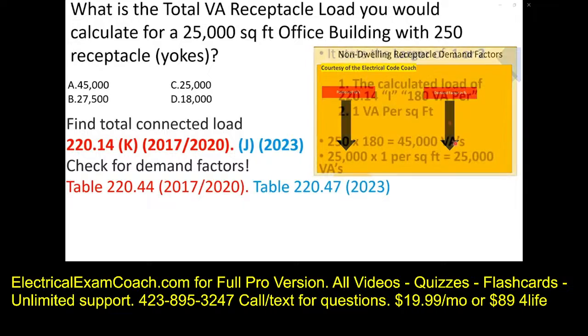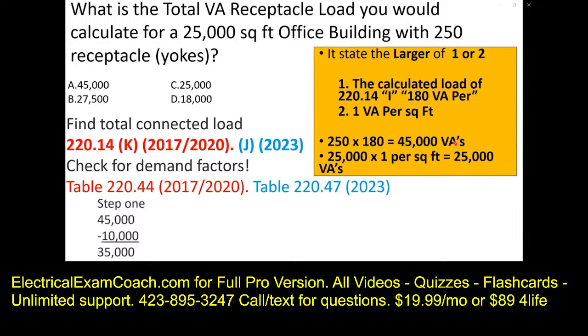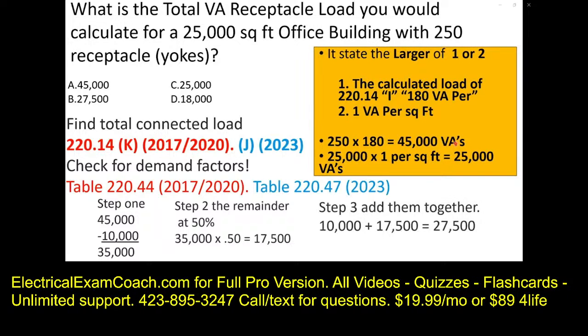What this table tells us to do is to take our first 10,000 VAs at 100%. Then we take that remainder and multiply it by 0.50, and then we can't forget to add the two back together. We take the 10,000 that we set to the side, we take the new reduced load, we add them together, and we get 27.5, and we select B. Great job.